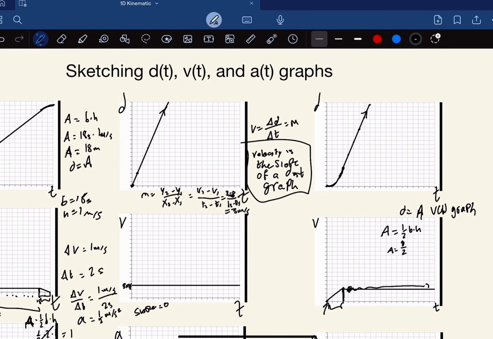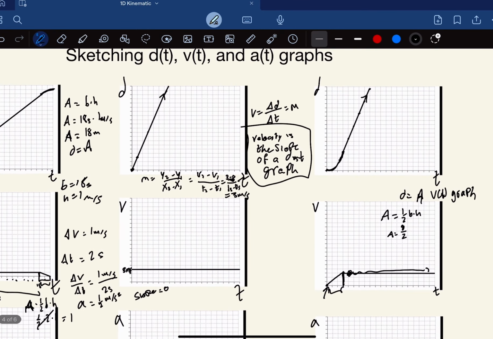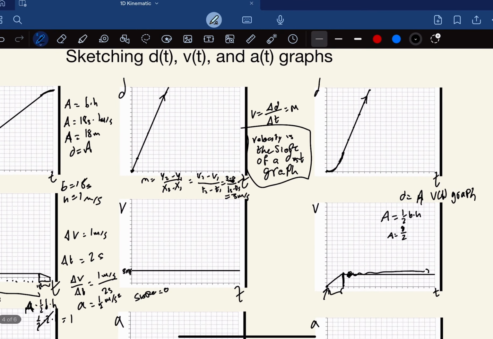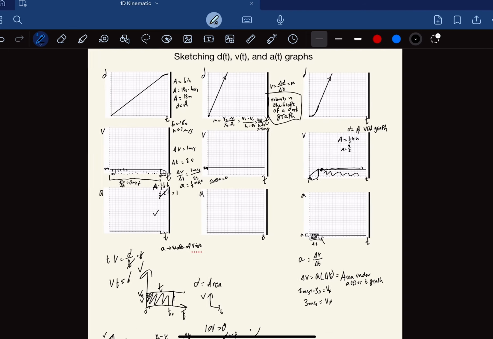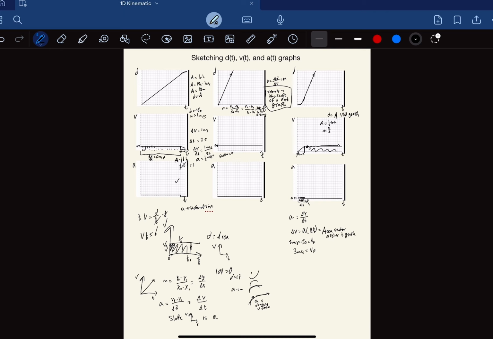And now this is just a straight line for the rest of the problem, but it does not fit there because this is a lot of area. So that is our final answer.